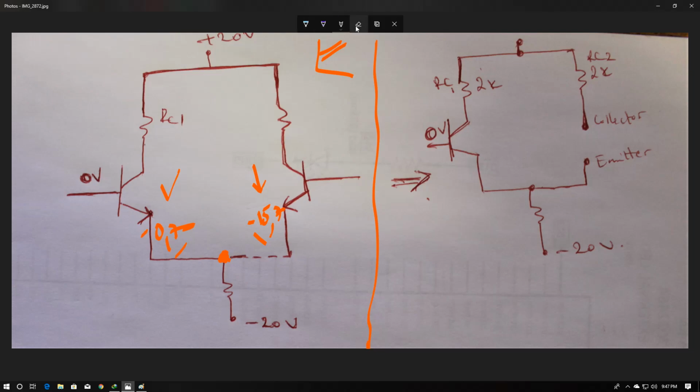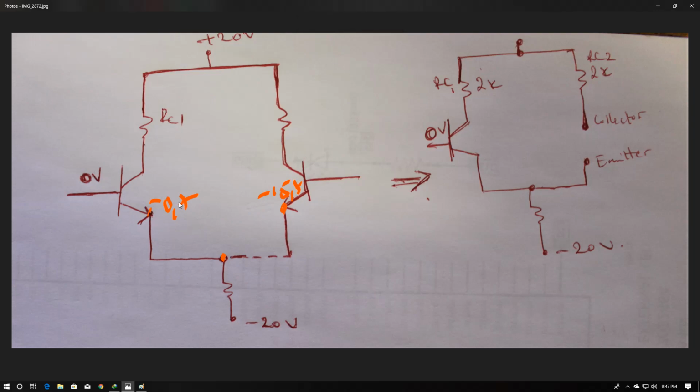But I can tell you that here at this point, because here we've got minus 0.7, here we got minus 15.7 at this point, and that over there, because they both meet over there, you're going to get the highest of the two, which is going to be minus 0.7 volt. Do you see that? The highest of the two.